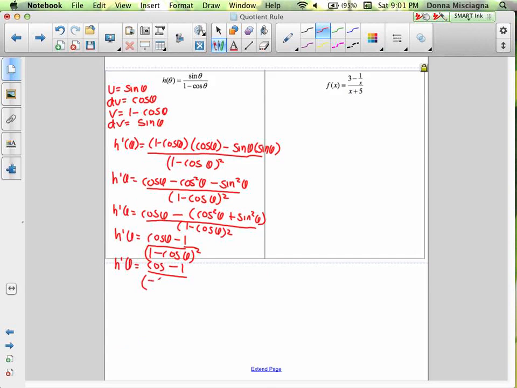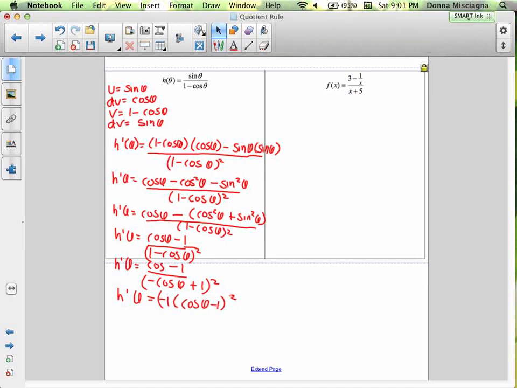All right, so we have negative cosine theta. Both signs are the opposite, so that's okay. Plus 1 all squared. So if we factor out the negative 1, we have h prime of theta is equal to, factor out a negative 1 times cosine theta minus 1.